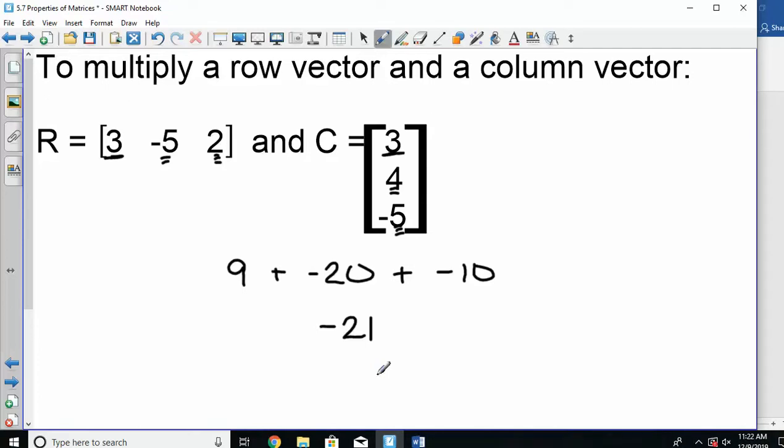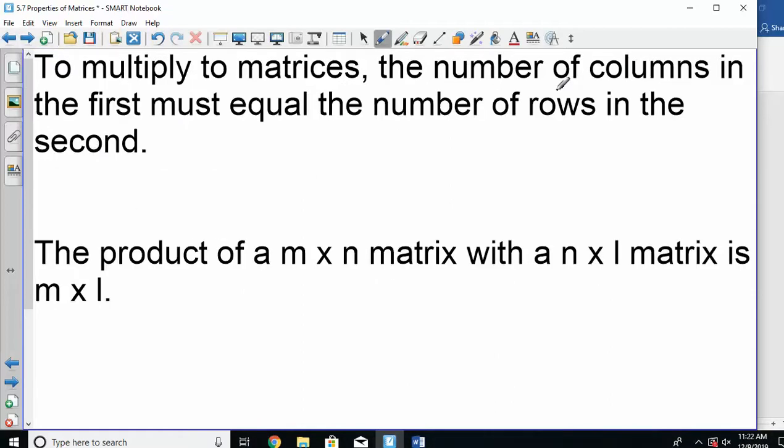To add or subtract two matrices, they have to have the same size. To multiply, the rule is, since we are going to end up multiplying rows and columns together, the number of columns in the first has to equal the number of rows in the second. So you should jot this down. In multiplying matrices, order matters. So the rows in the second one has to match the columns in the first.